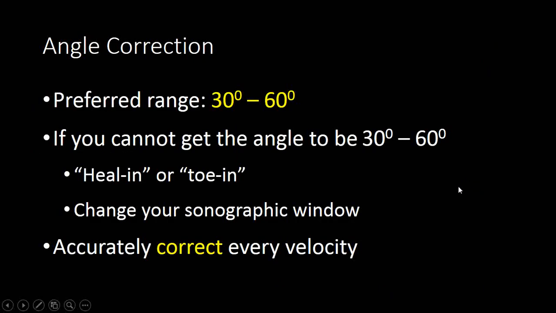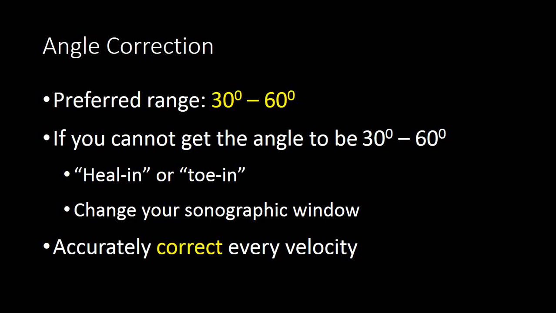So, key points to remember with angle correction. Our preferred range is 30 degrees to 60 degrees. Traditionally, it was 45 degrees to 60 degrees, and I'm fine if you stick within 45 degrees and 60 degrees. If you can't get the angle to be between 30 and 60 degrees, work on the technique a little bit. Maybe heel in with the probe, toe in with the probe to change the angle of the probe with respect to the structure you're interrogating.